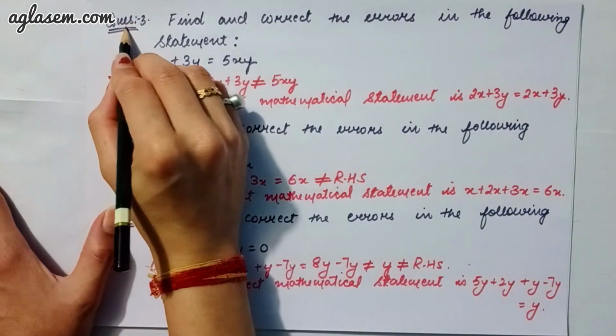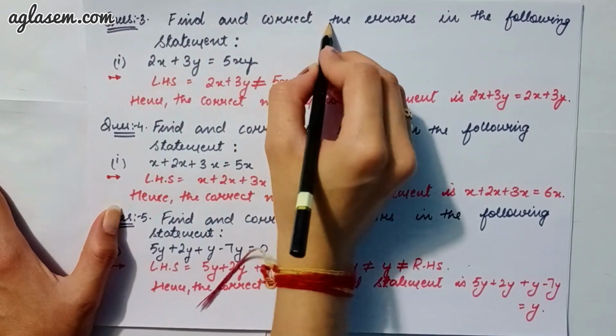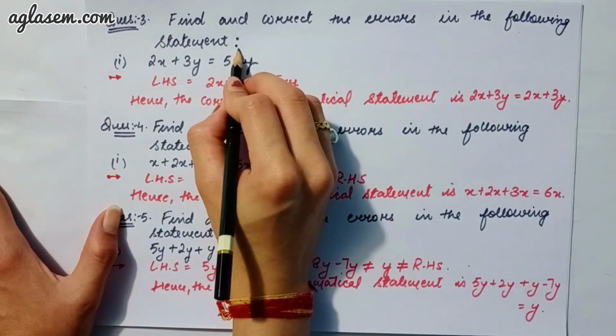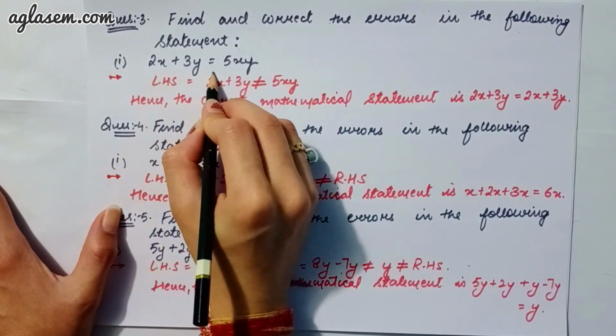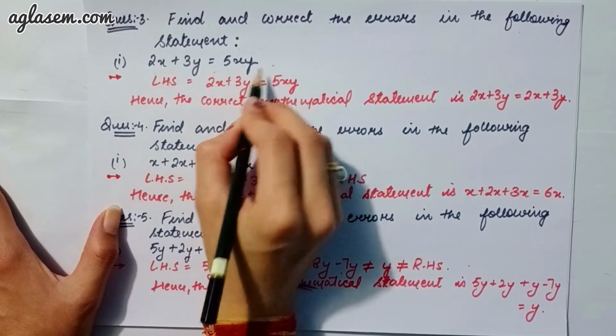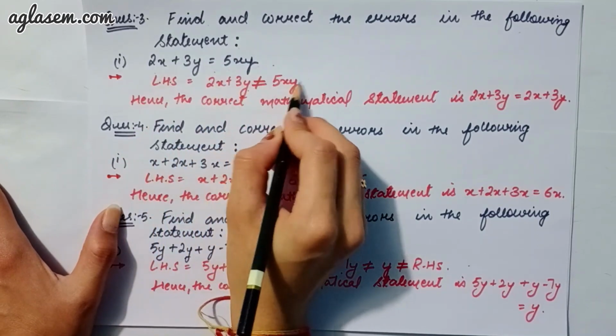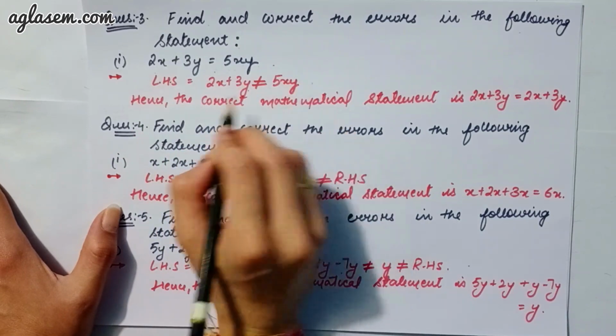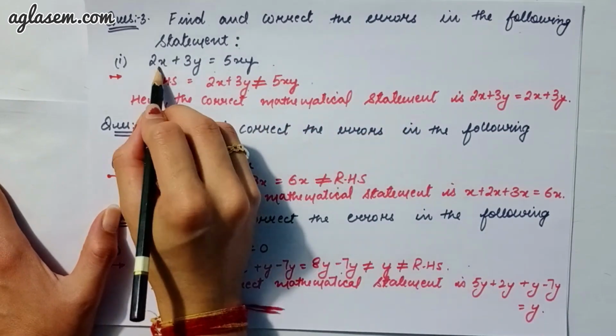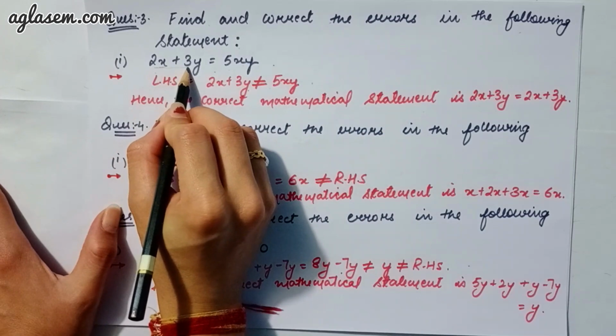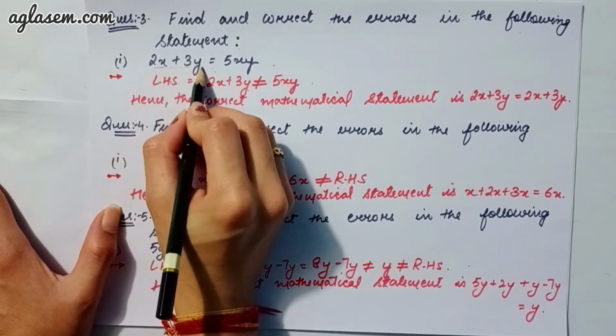Moving to a third question which says, find and correct the errors in the following statement. 2x plus 3y is equal to 5xy. LHS is 2x plus 3y which is not equal to 5xy. Hence the correct statement is 2x plus 3y is equal to 2x plus 3y only.